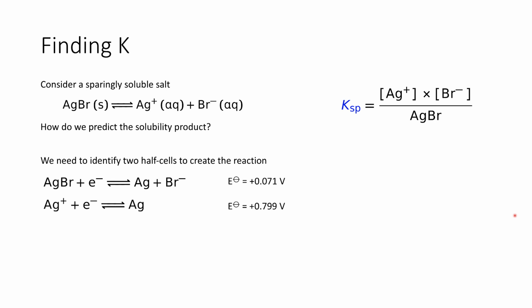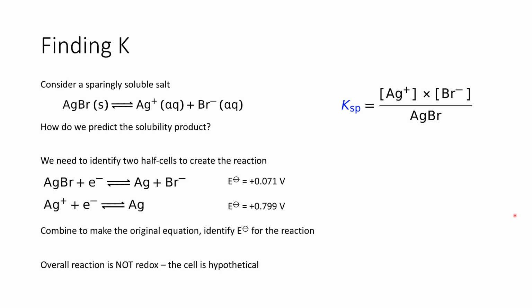So these are the two cells that we're interested in, and we just apply the same rules as we did before. We combine these to make the original equation and identify the standard electrode potential for that reaction. Now the key thing is that the overall reaction is not a redox process. This cell is purely hypothetical. So the cell isn't actually real, but we use it for the purposes of this investigation.